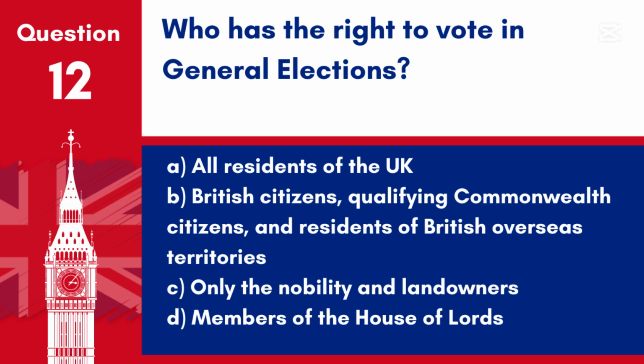Question 12. Who has the right to vote in general elections? A. All residents of the UK. B. British citizens, qualifying Commonwealth citizens, and residents of British overseas territories. C. Only the nobility and landowners. D. Members of the House of Lords.